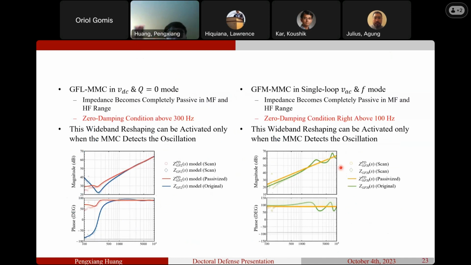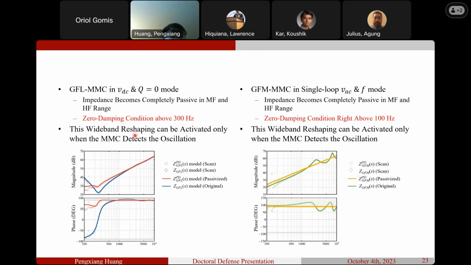With that in a system, we can look at the reshaping result of the MMC in the medium frequency range and high frequency range. Okay, so what you can say is like the MMC, whatever grid following or grid forming, it becomes fully passive in medium high frequency range compared with its original impedance. Okay, that's our expectation because we want this to be R plus sL.